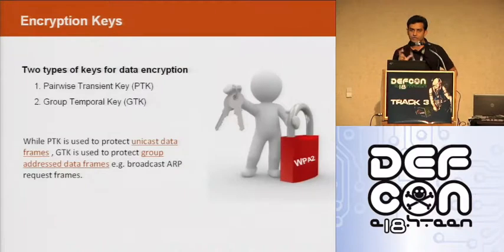So I'd like to briefly talk about the WPA2 protocol. I'm sure many of you have a good technical understanding of that, but just to recall, in the WPA2 protocol, there are two types of keys which are used for traffic encryption, packet encryption. One is called PTK, pairwise transient key, and the other one is GTK, group temporal key. The purpose of PTK is to protect unicast traffic, while the purpose of GTK is to protect broadcast or multicast traffic.